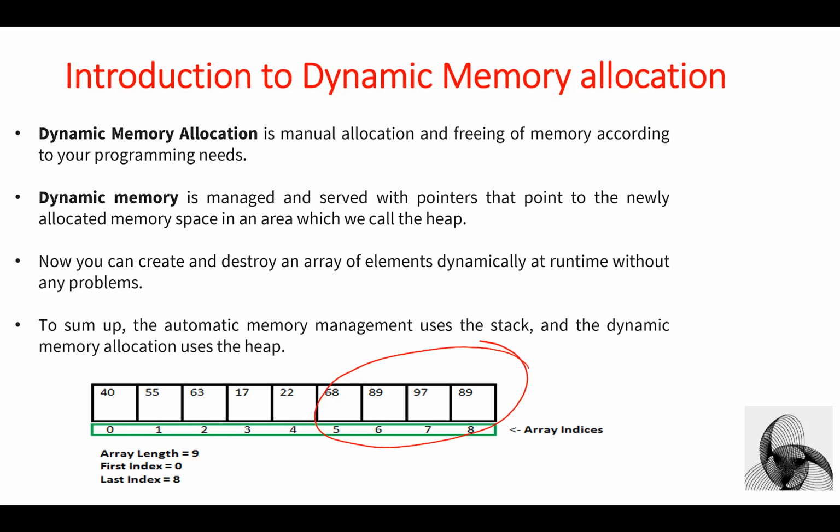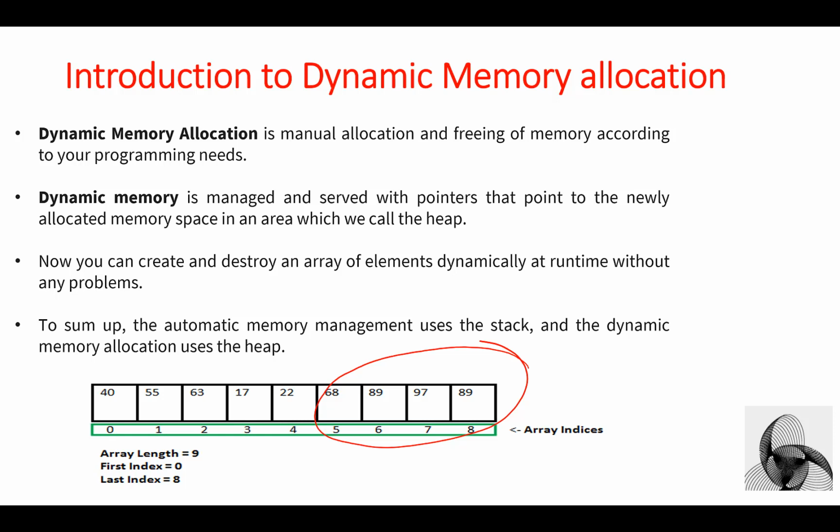As can be seen, the length of the array is 9. But what if there is a requirement to change this length? For example, if there is a situation where only 5 elements need to be entered in this array, in this case the remaining 4 indices are just wasting memory. So there is a requirement to lessen the length of the array from 9 to 5.